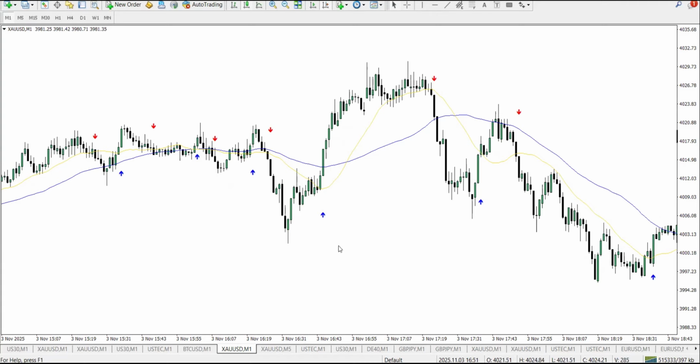Especially now, you want to make sure to trade this indicator when you have good volume. Recently, we've been having a pretty decent amount of volume, so I've seen this indicator performing pretty well.